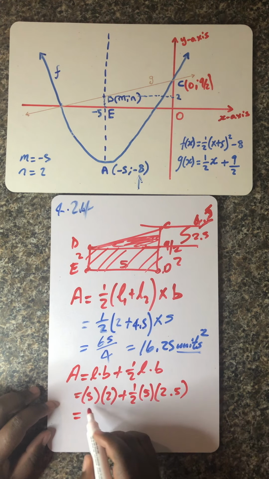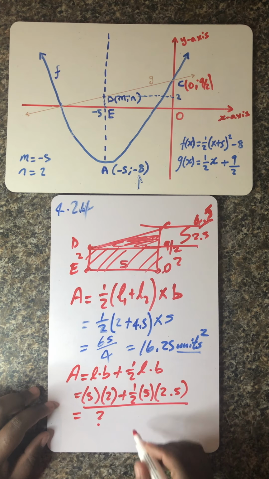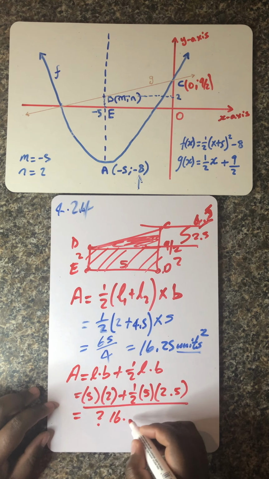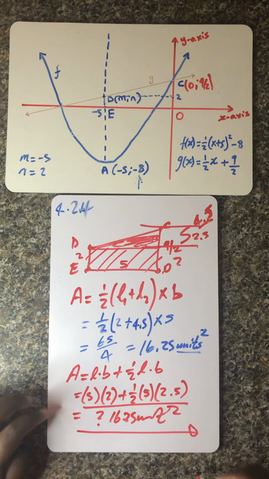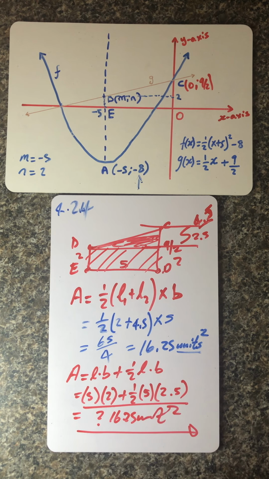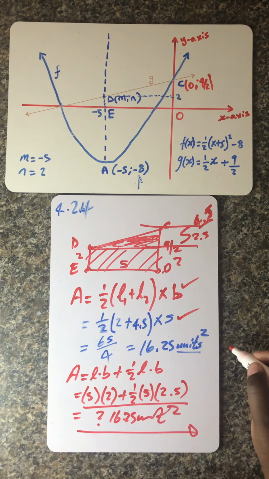So you can just try to punch all of this and tell me if you get 16.25 units squared. You can just comment in the comment section if you got the same answer, but I think this could be another possible way in which you can calculate the area of that shape. Obviously in terms of marks, guys, I can give you a mark for the formula. I can give you a mark for correct substitution.